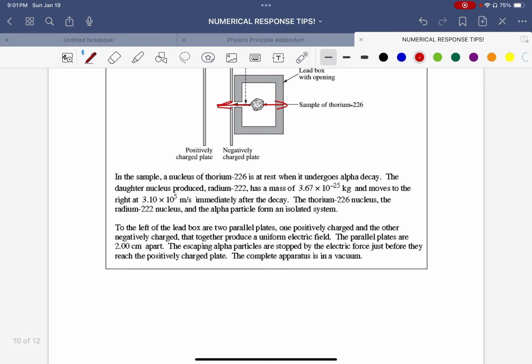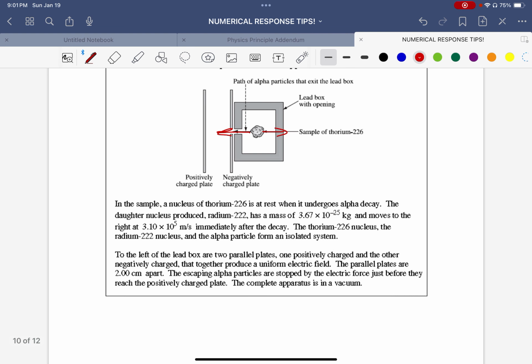The first paragraph says, in a sample, a nucleus of thorium-226 is at rest when it undergoes alpha decay. The daughter nucleus, as we said, radium-222, has a mass and moves to the right. The thorium-226 nucleus, the radium-222 nucleus, and the alpha particle form an isolated system. So we have thorium-226 before the nucleus decays, and the alpha particle and radium-222 after the nucleus decays.